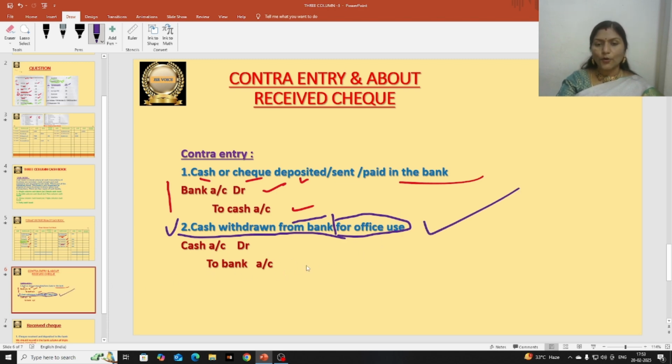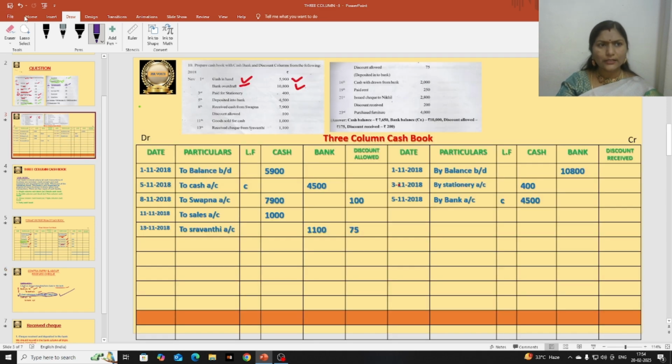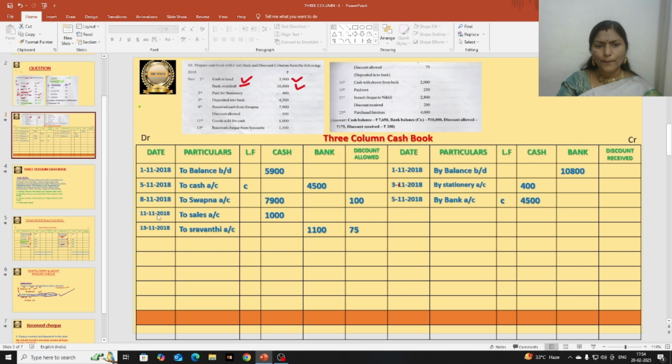Cash account debit to bank account is a journal entry that we are going to use while posting this transaction. Okay, so what is the difference between regular transactions and contra entry transactions? All other transactions we are going to write only one time, but this contra entry we are going to write 2 times. On the debit side one time, second time on the credit side. That is why we should be very careful. Let us go and write this. What is this actually? This is cash withdrawn from bank. Okay, so which entry we are going to follow? Cash account debit to bank account.